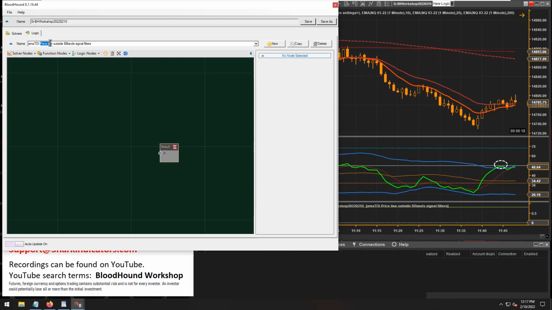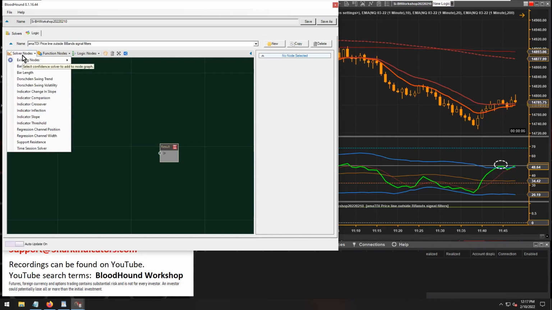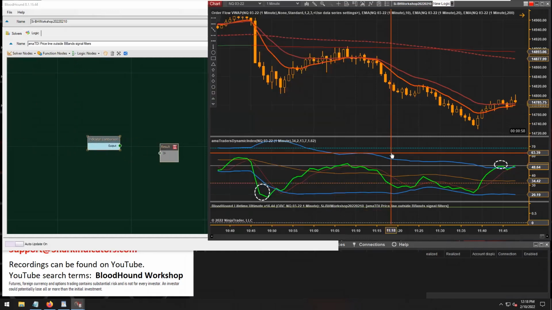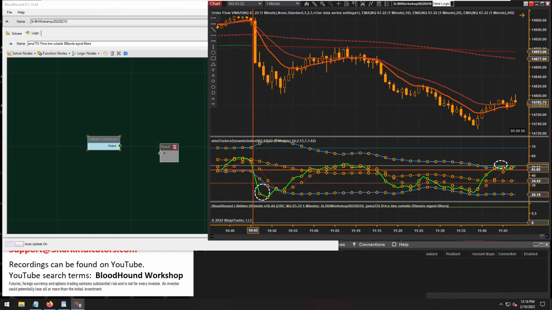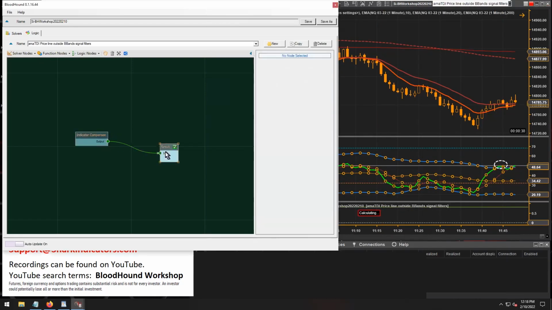So essentially, we're looking for the price line to go outside the Bollinger Bands, and then we're going to generate some signal filters. To do that, we just need a couple of comparison solvers. We're comparing the price line, which is the green line, to the Bollinger Bands. We're checking to see if the green line is below the lower band or if the green line's above the upper band. All right, let's connect that in.